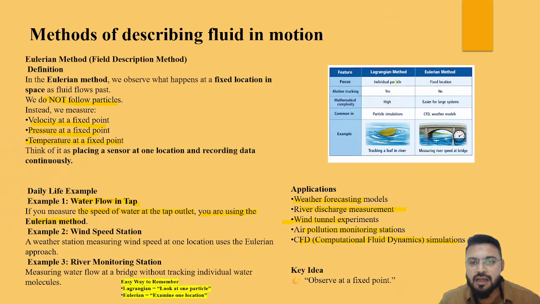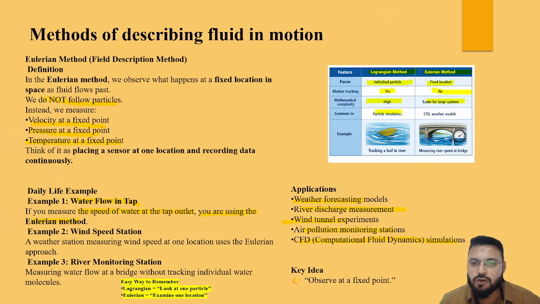So here is a small comparison of the Lagrangian method and the Eulerian method. Focus is on the individual particle in Lagrangian, while here the location is fixed. Motion tracking is there in Lagrangian, while in the Eulerian method there is no motion tracking. Mathematical complexity in Lagrangian is high, while it is easier for large systems in the Eulerian method.